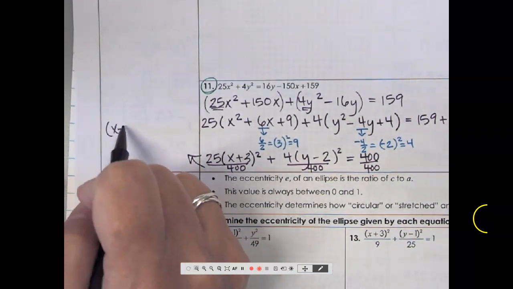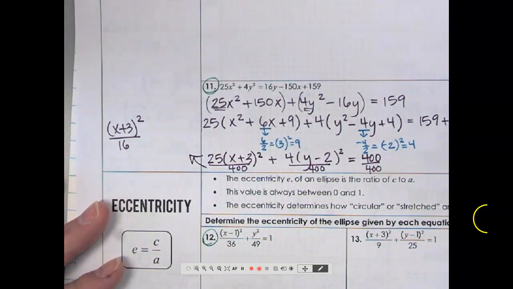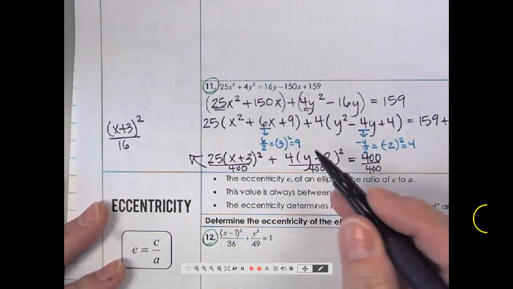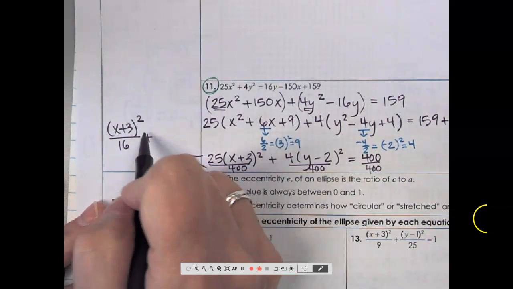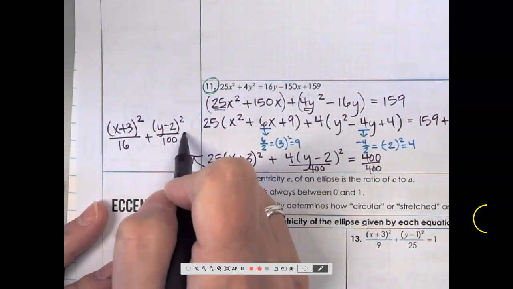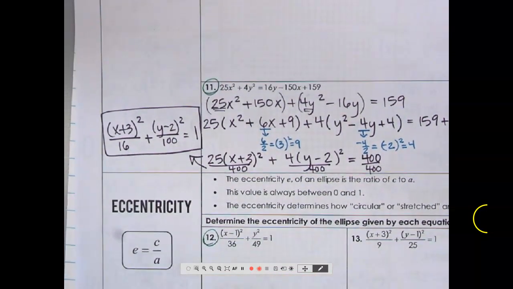X plus 3 squared over 16. And 4 over 400 reduces to 1 over 100. So I have y minus 2 squared over 100 equals 1. And that would be my equation. Everybody okay on that one? Okay, so remember these are accessible on your quiz.